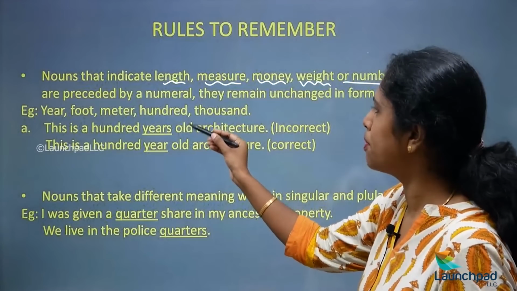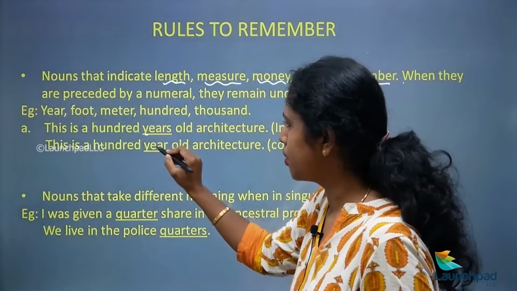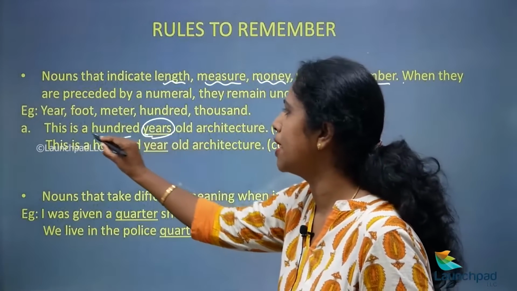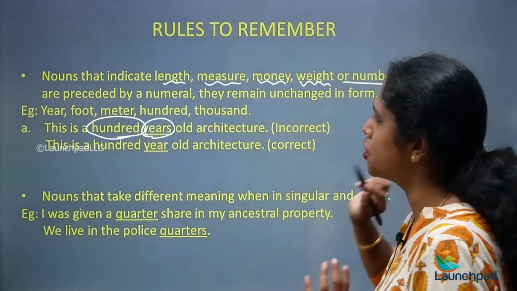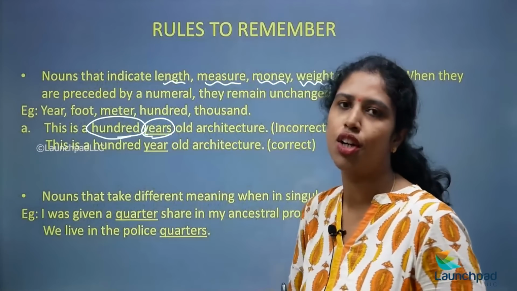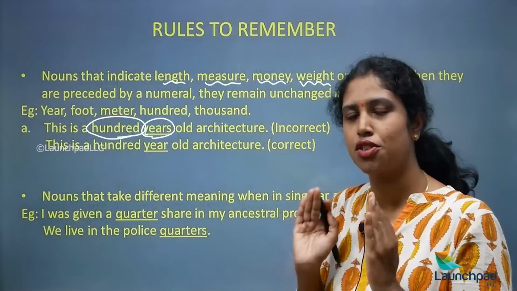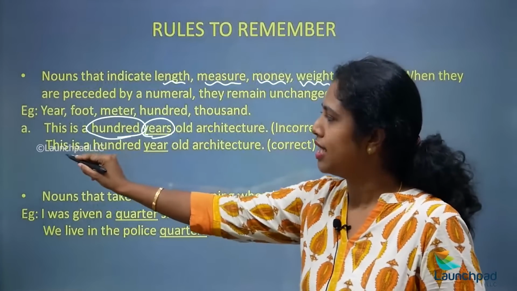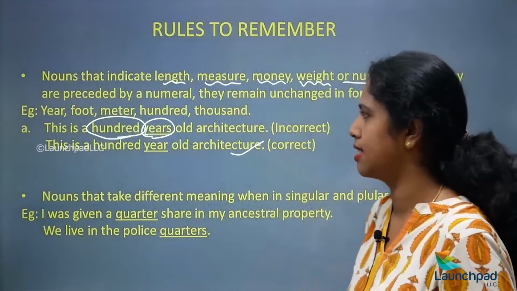So when it is preceded by a numeral, so year, you can see that year is preceded by a numeral 100. So what happens? It remains unchanged in form. So this is 100 years is not right. Okay, so this year should remain unchanged in form, which means it should remain as year only. So this is 100-year-old architecture is your right answer.